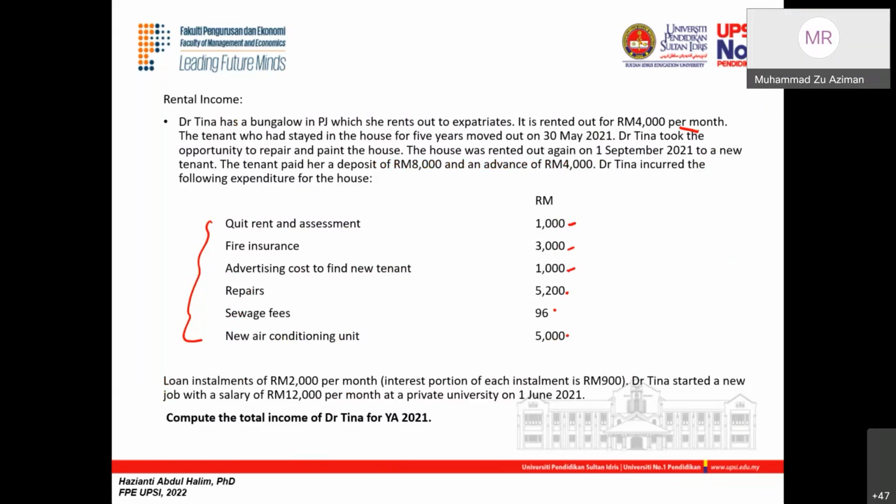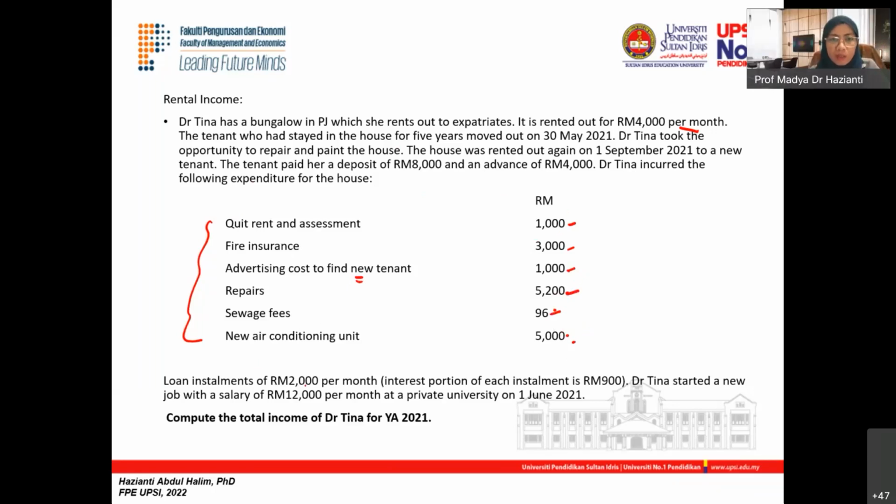First, tak deductible. The next one deductible. Sekarang ni dia tengah cari, dia advertising new tenant, tenant baru. So deductible juga. Repair deductible, switch fee deductible. What about aircon? Tak deductible. Aircon tak boleh, aircon capital, aircon capital, so not deductible.